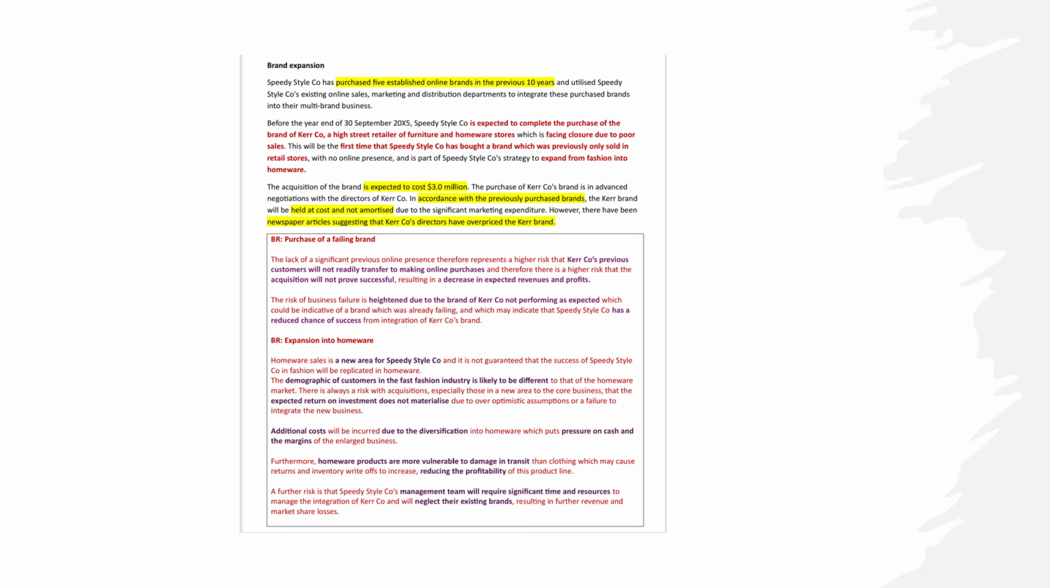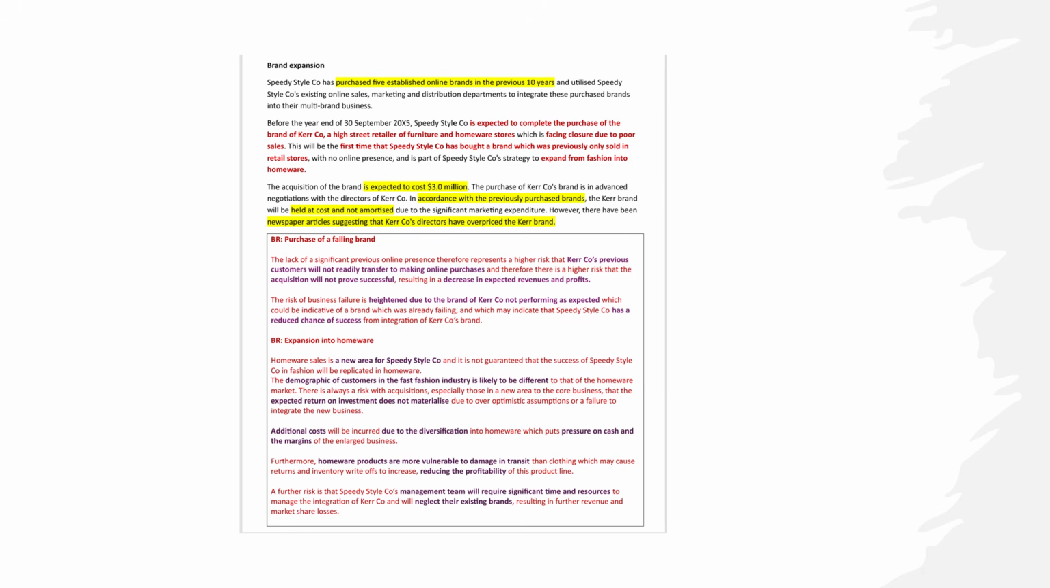Moving on to the third one, I had to fit this on one screen, so it's slightly smaller, but you would have read the case study, so hopefully this would make sense. Now, they purchased 5 established online brands in the previous 10 years. Before the year end, they are expected to complete the purchase of another brand, which is a high street retailer of furniture and homeware stores. So the minute I read this, I was quite happy because I know one of the examiner's favorite business risks is diversification into a new area or a new product, really.